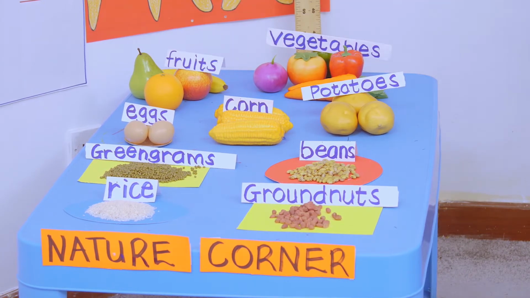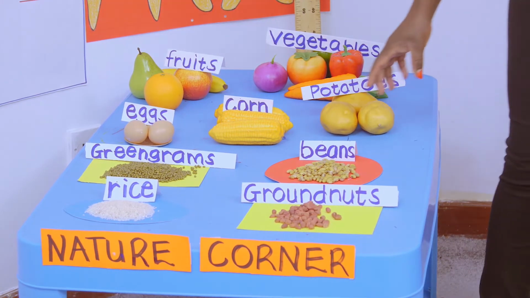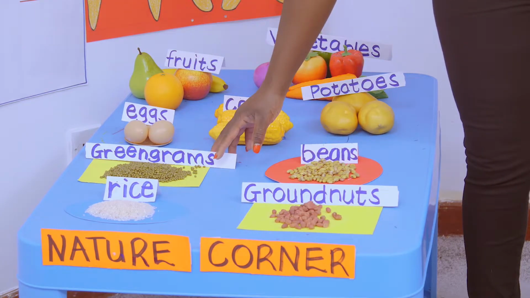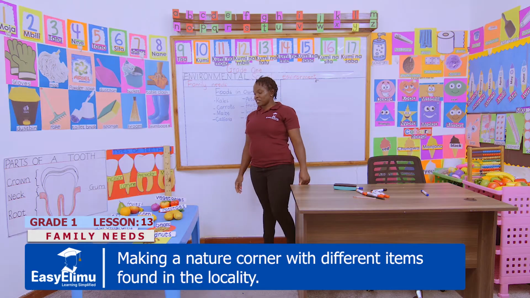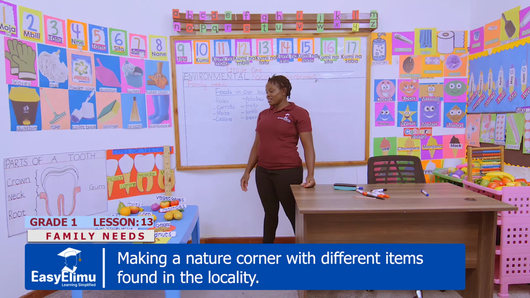Then, what else can you see in the nature corner? Teacher, we have beans. That's nice. What else can you see? Are you seeing the beans? These are the beans. Then, we have the green grams. Teacher, yesterday, we ate green grams and chapati. That's nice. That's a healthy meal.